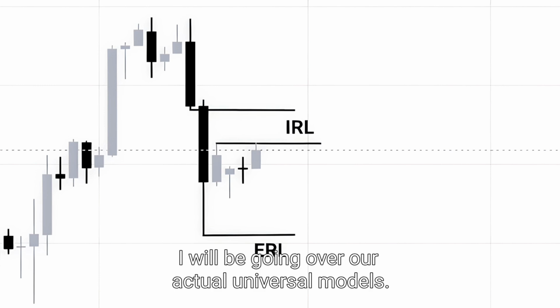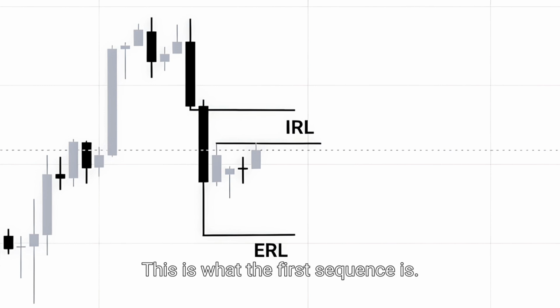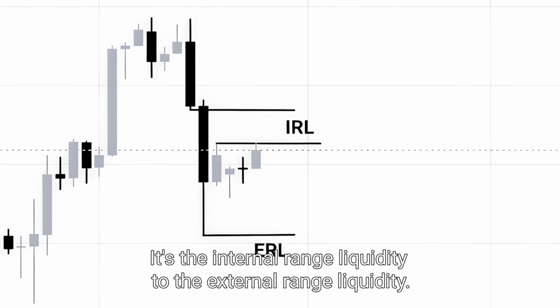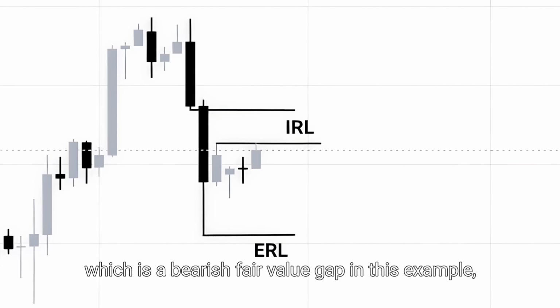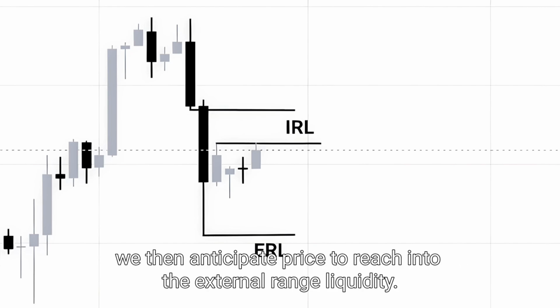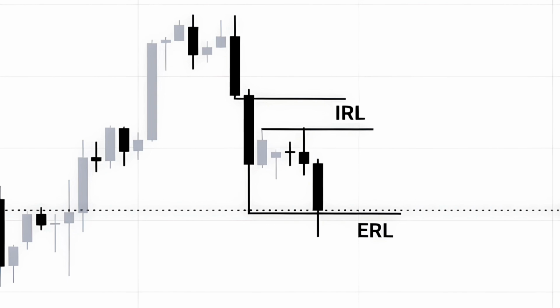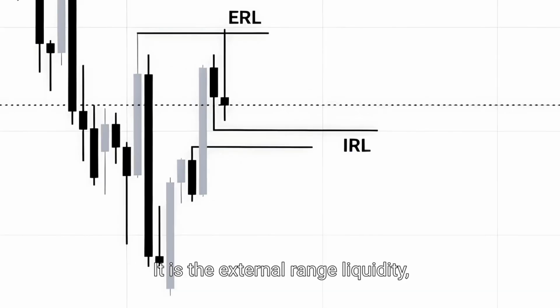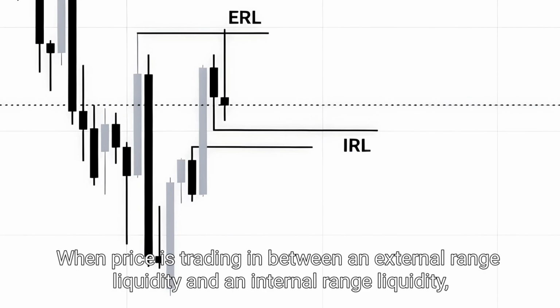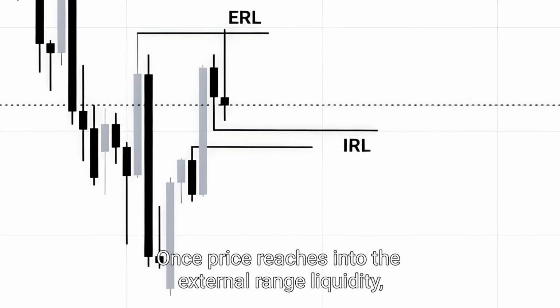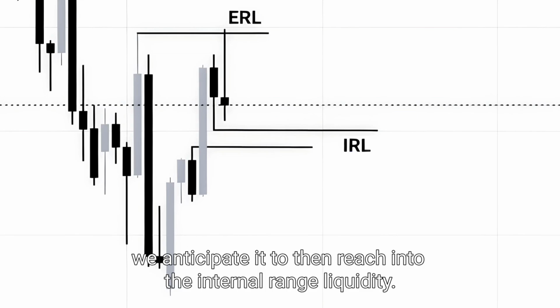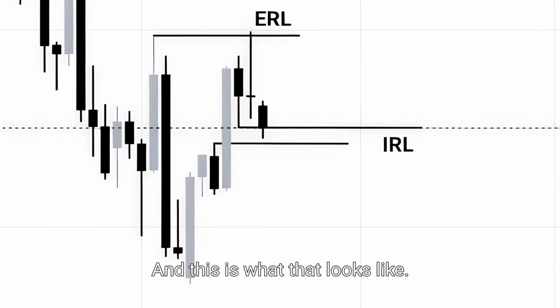Now I'll be going over our actual universal models. This is what the first sequence is. It's the internal range liquidity to the external range liquidity, right? When price trades into this internal range liquidity, which is a bearish fair value gap in this example, we then anticipate price to reach into the external range liquidity, and this is what it looks like. This is our second universal sequence. It is the external range liquidity to the internal range liquidity. When price is trading in between an external range liquidity and an internal range liquidity, we simply wait. Once price reaches into the external range liquidity, we anticipate it to then reach into the internal range liquidity, and this is what that looks like.